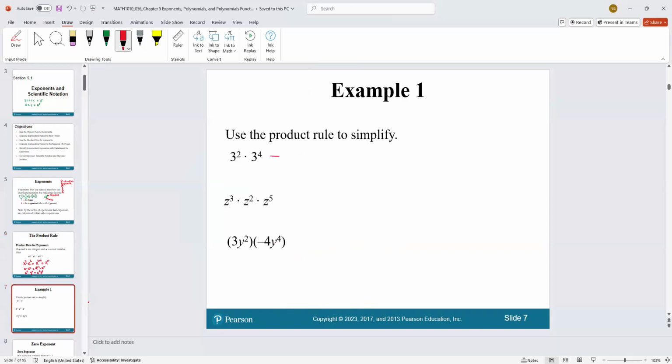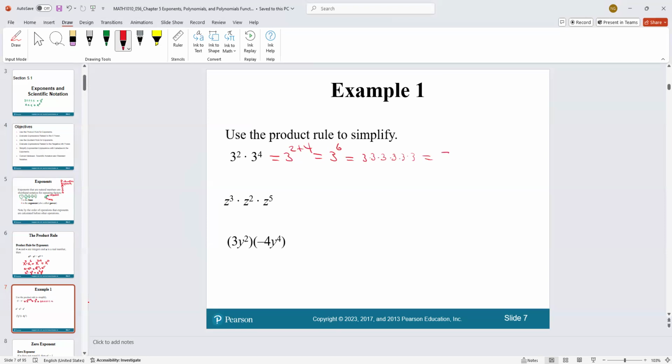Now, they give us a few examples here to do. For example, 3 power 2 times 3 power 4. Because the bases are the same, we can simply add the exponents. So it would be 3 power 6. And what you know from that is that 3 power 6 is 3 times 3 times 3 times 3 times 3 times 3. Is that 6 times?